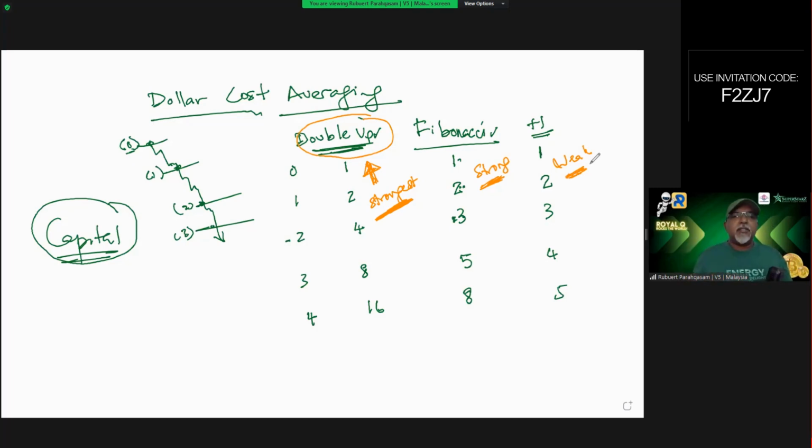Double up is the strongest. Why do we use double up? Because every time we buy, when the market is going down, this is the current price. We are here, we bought here. Now this is the current price. When we buy a double up, we are bringing our average price closer to the current price. That is the objective. Every time we buy, we want our average price to be close to the current price.